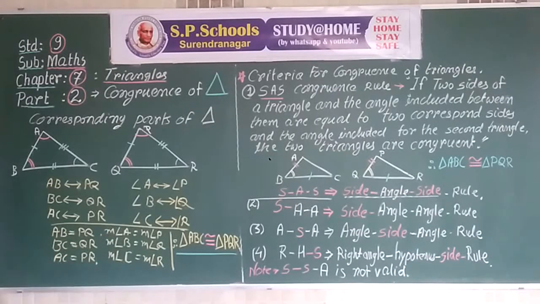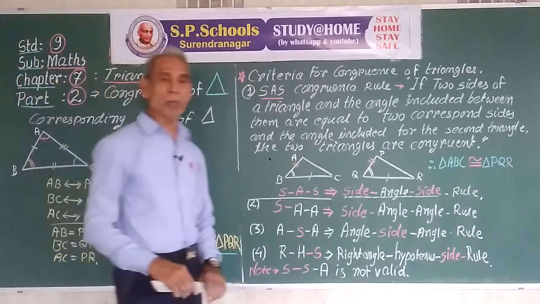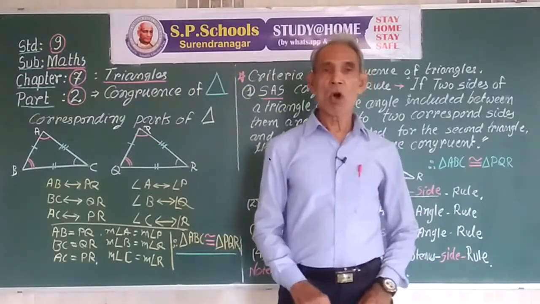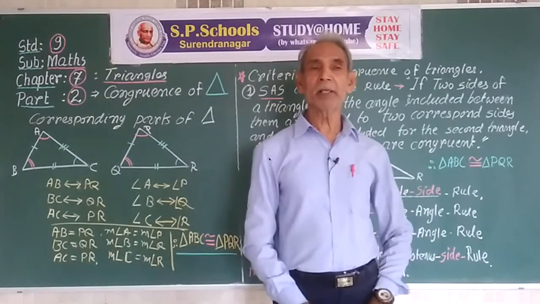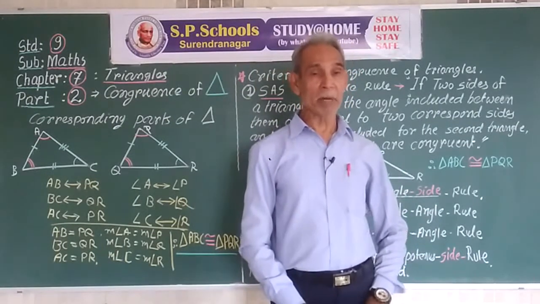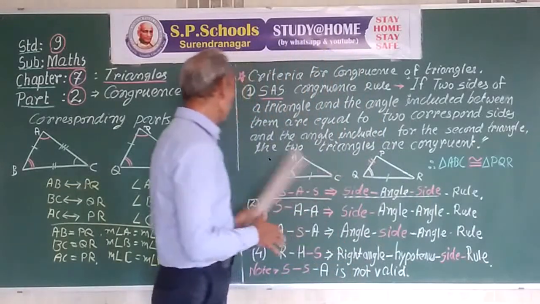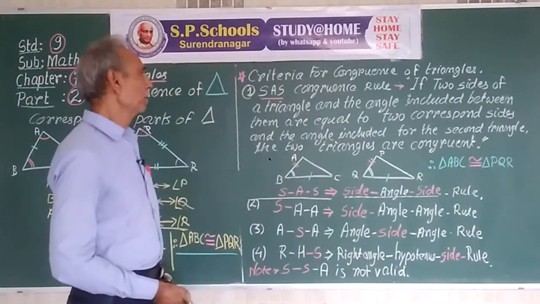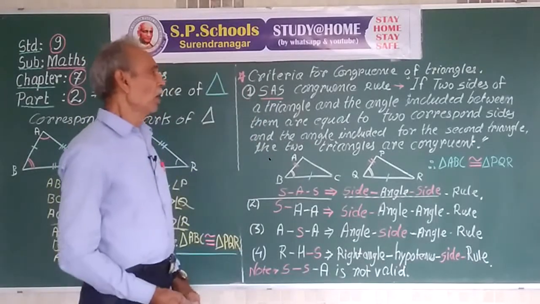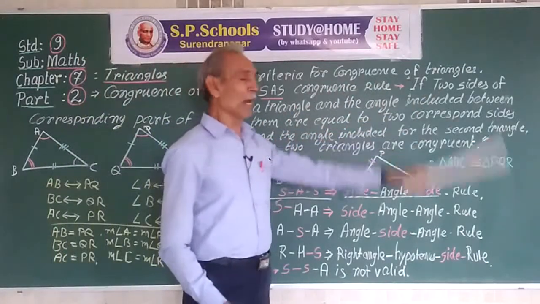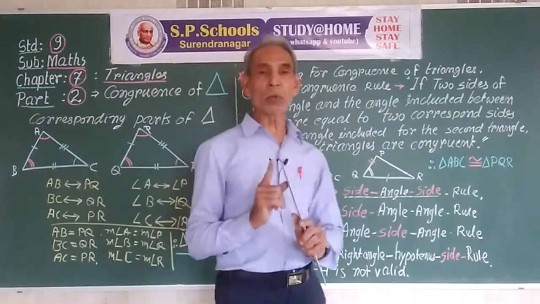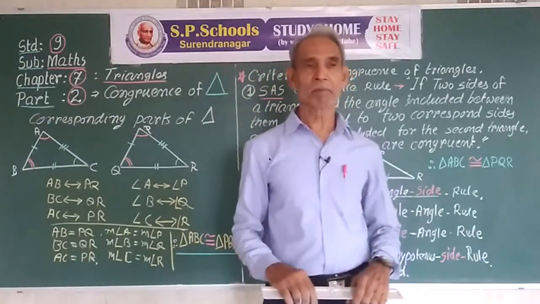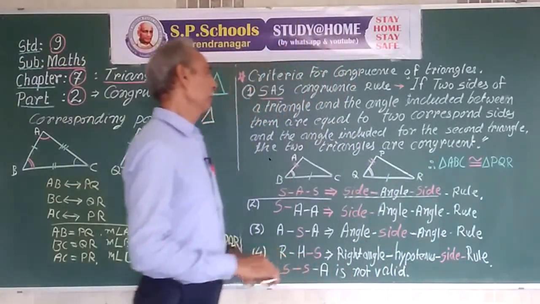Now here we consider 3 sides and 3 angles, that is totally 6. But for 2 triangles to become congruent, all 6 facts are not required to be equal. But there are some rules, criteria for congruence of the triangles, which make the two triangles to be congruent.